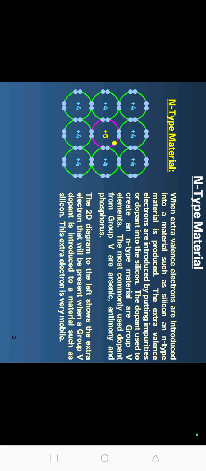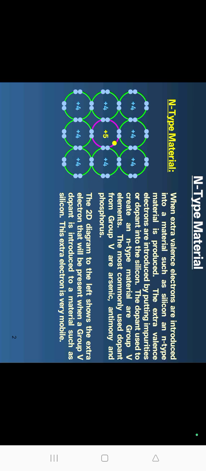Now I will explain the PN junction diode. This PN junction diode is formed by P-type and N-type semiconductor material. So first we have to study P-type and N-type semiconducting material.